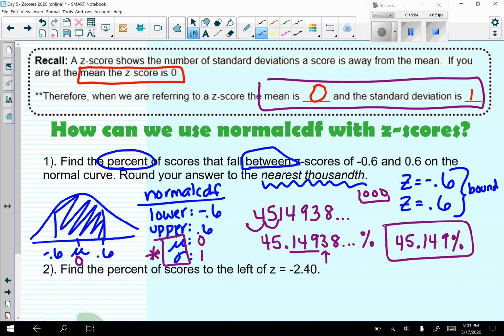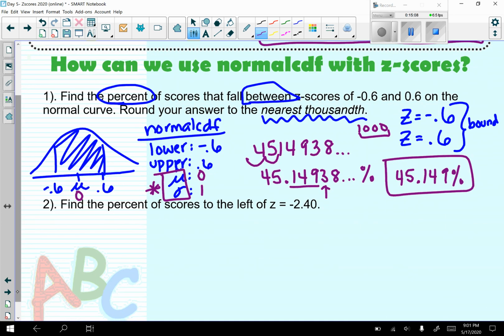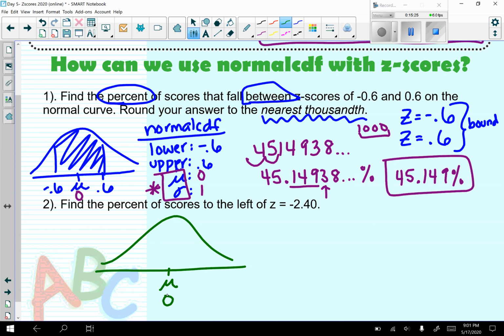And let's do one more of these where I want you to find the percent using normal CDF. So find the percent of scores to the left of z equals negative 2.4. I'm going to draw my picture. Here's my mu, which I know I can label a 0 because I'm on the z-scale. I have negative 2.40, and I want to the left.